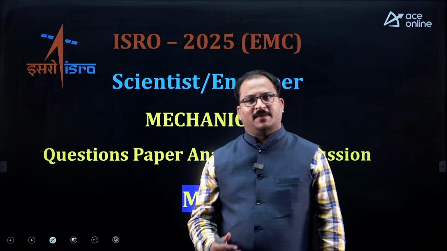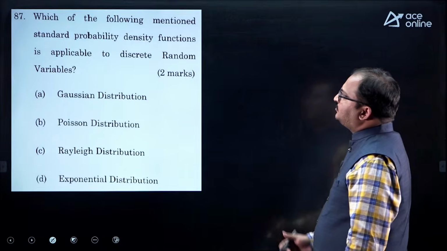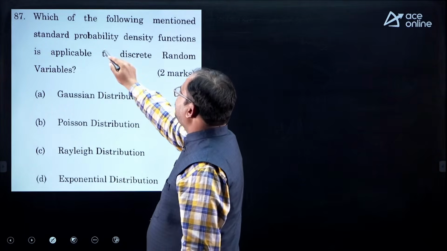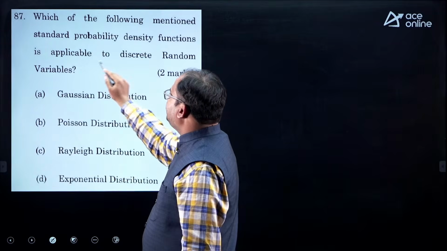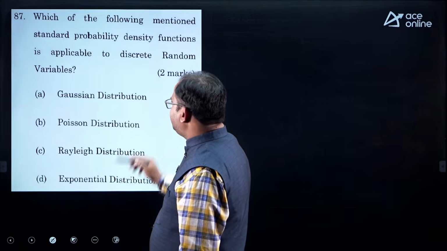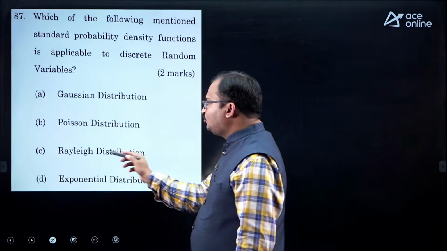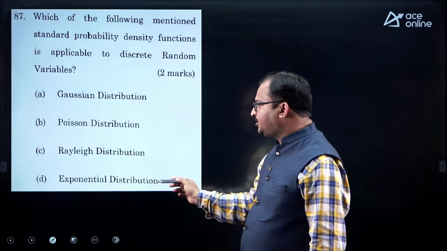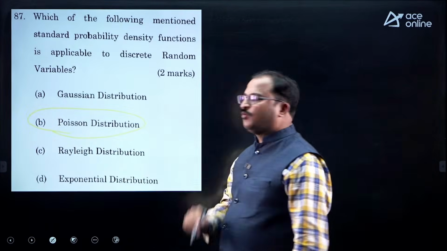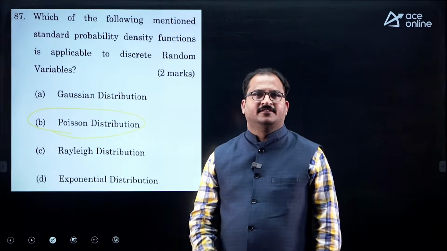Now, let us see the mathematics question. Only one question was asked, and that is related to probability. Which of the following mentioned standard probability density functions is applicable to discrete random variables? Option A Gaussian distribution, option B Poisson distribution, option C Rayleigh distribution, option D exponential distribution. See, the answer for this particular question will be Poisson distribution. Okay? Thank you.